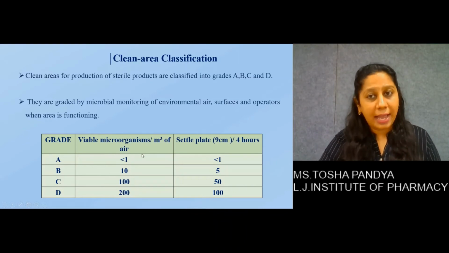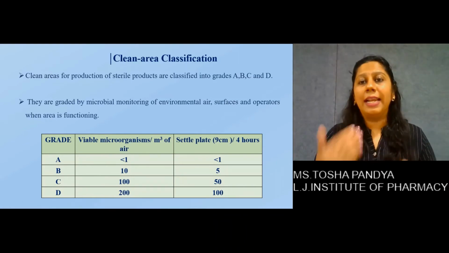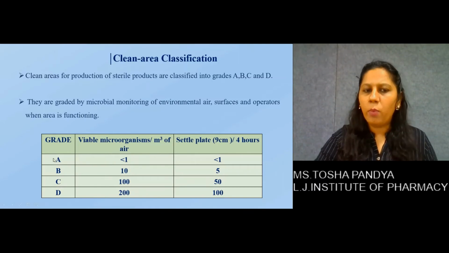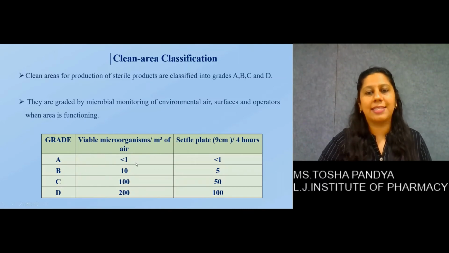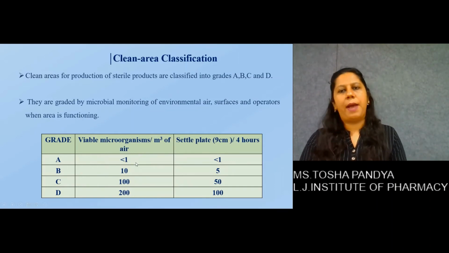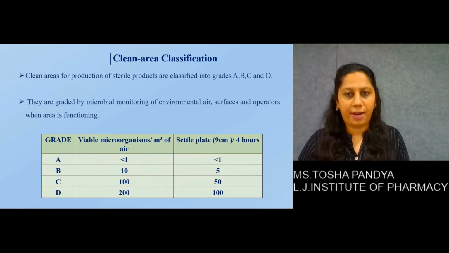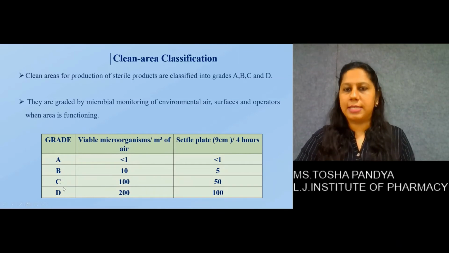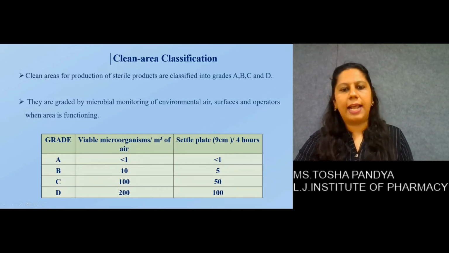Viable microorganisms per meter cube of the air. What is viable microorganism? Viable means living organism per meter cube of air. So grade A, which is the superior area, has less than one viable microorganism per meter cube of air. Then B has 10 microorganisms, C 100 and D has 200.